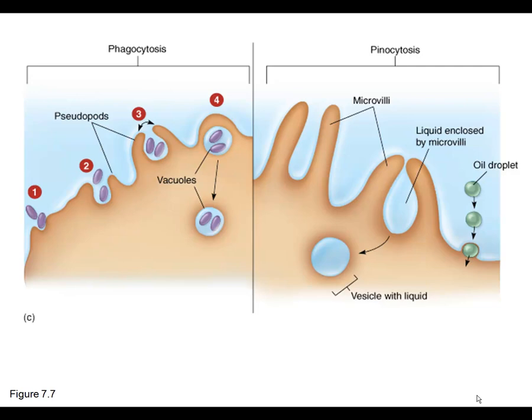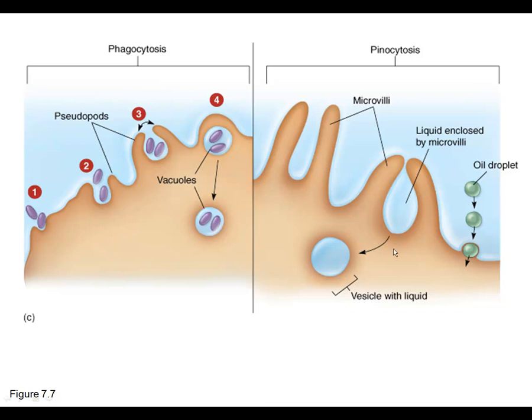So here we have phagocytosis and pinocytosis. Let's say this is a white blood cell and these are bacteria. They're going to bind to receptors on the cell, and the first thing that happens after this binding is the formation of pseudopods, or false feet, that wrap themselves around these bacteria and form this vacuole. Now within this vacuole we have the ability to segregate and destroy this organism.